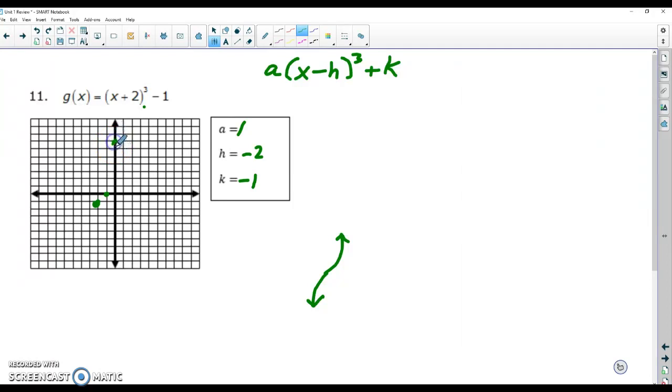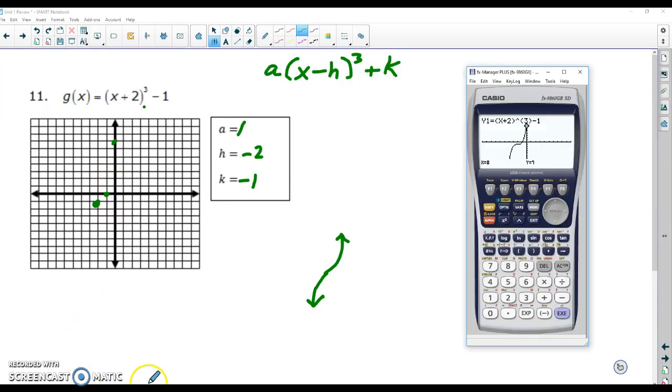The Mobi's acting up a little bit, so you're going to have to bear with me. I think that's 7. 1, 2, 3, 4, 5, 6, 7. Yes. And it looks like on that end of the graph, it's going to shoot off the graph paper, so I can't go any further that way.